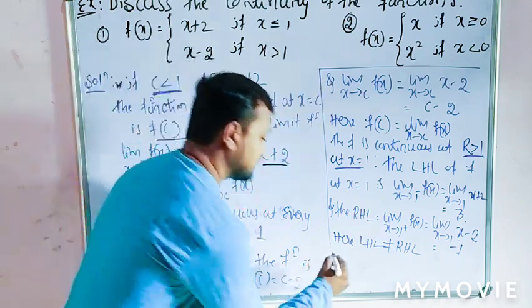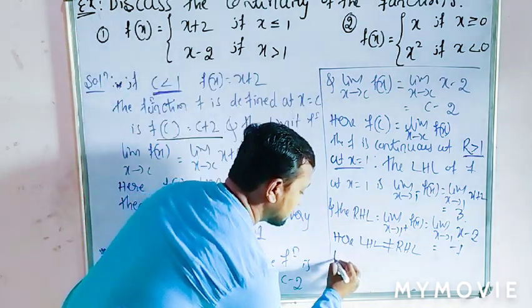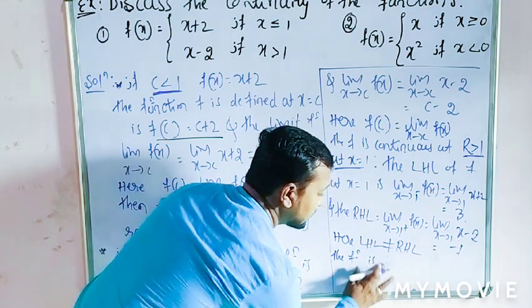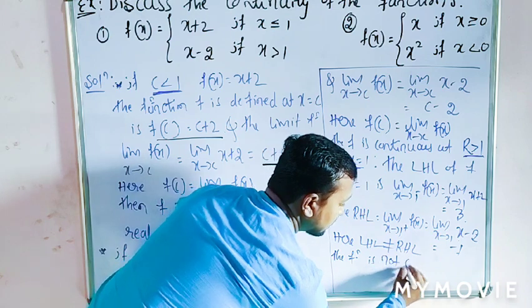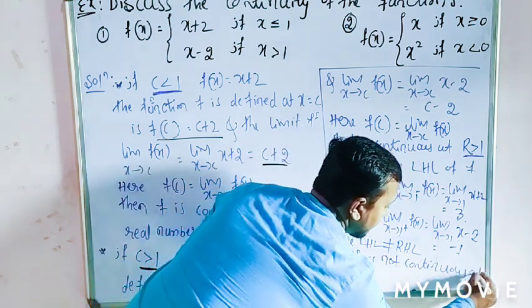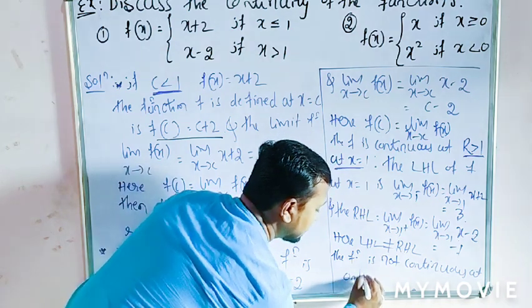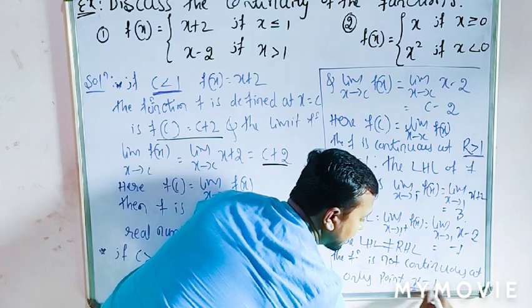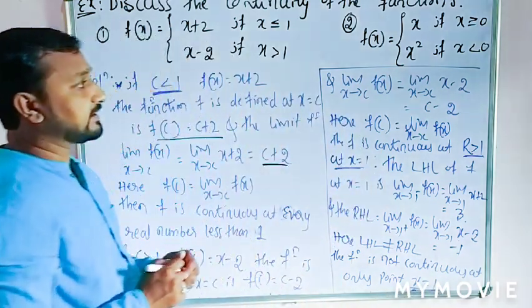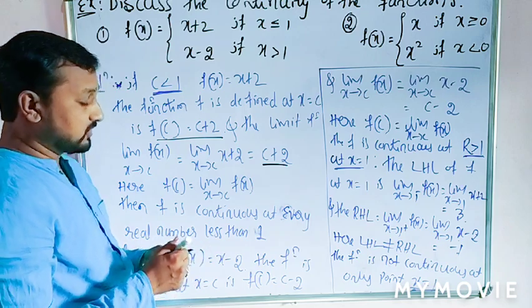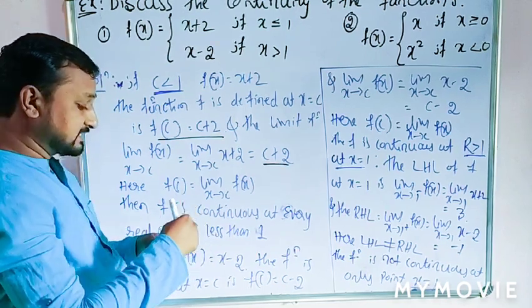Is that clear? What is the conclusion? The function is not continuous, or discontinuous, at only the point x equal to 1. At only the point x equal to 1. Is that clear, students? This is a very important example.